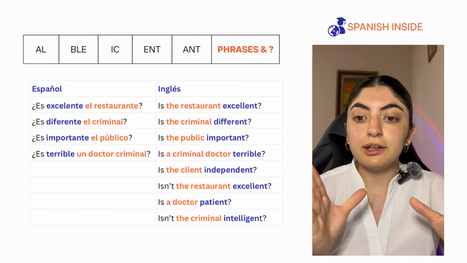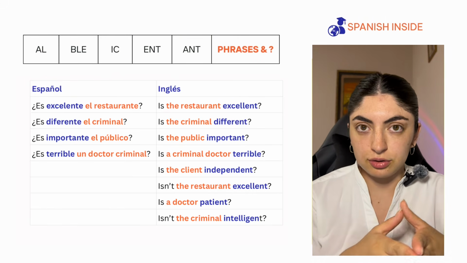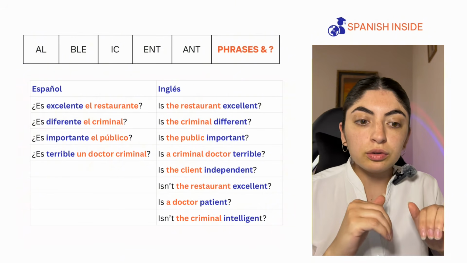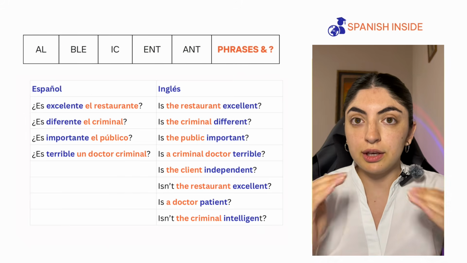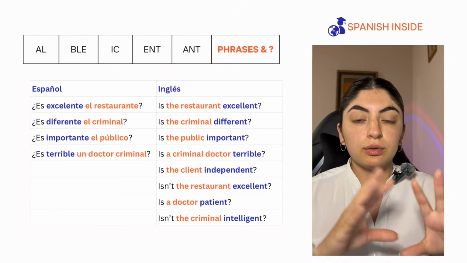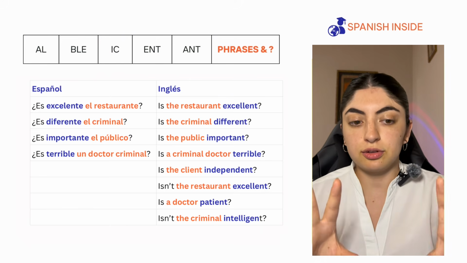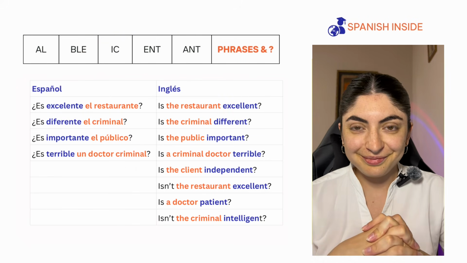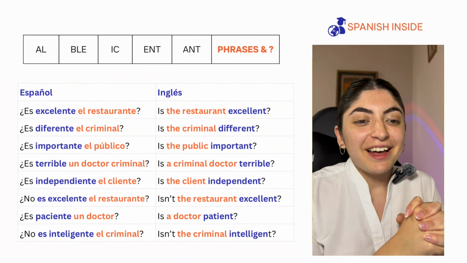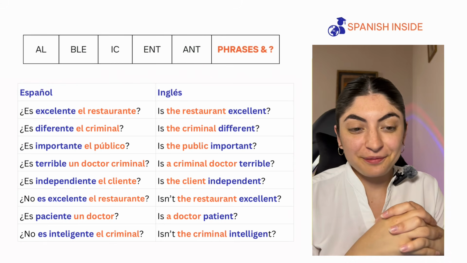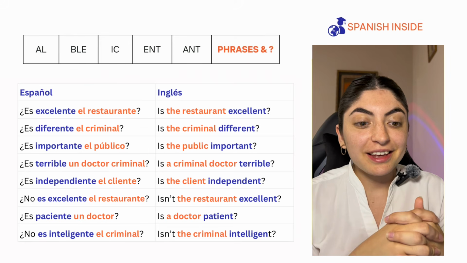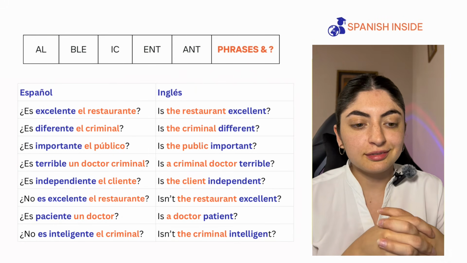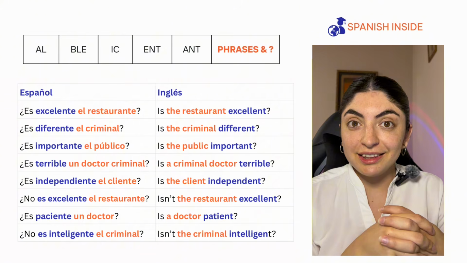Now, complete the rest with the correct answers, okay? You can comment below or write your answer in the worksheet that you have the link to in the description. Okay, so stop the video now and answer them. Got it? Let's see. ¿Es independiente el cliente? ¿No es excelente el restaurante? ¿Es paciente un doctor? ¿No es inteligente el criminal?